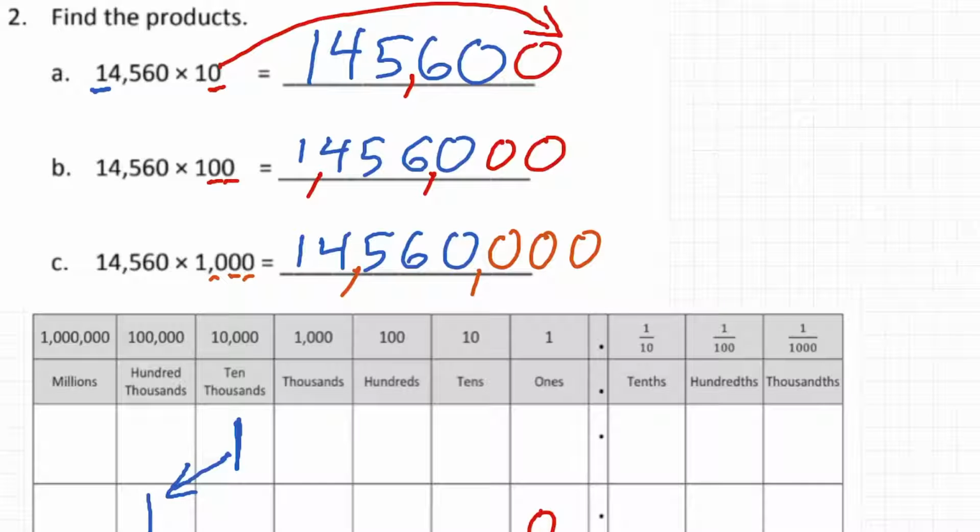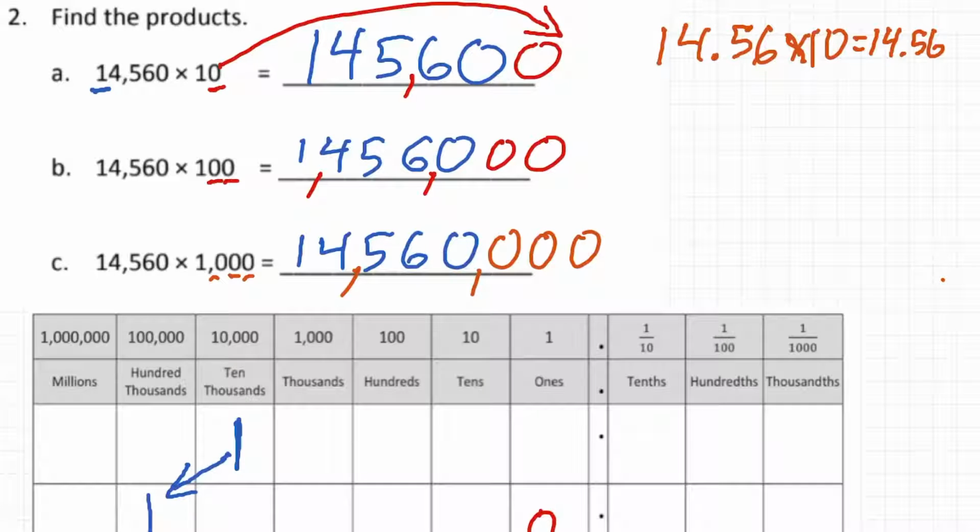Alright, so what happens when we multiply with a decimal? For instance, let's say we have this, 14 and 5600ths times 10. Well, what happens here is almost the same thing. We do add a 0, but we don't put that decimal in. We just do the 5, 6, and then put that 0 there.